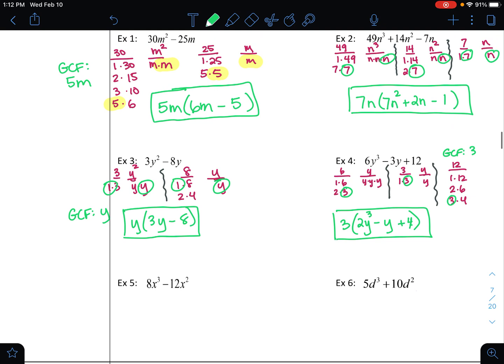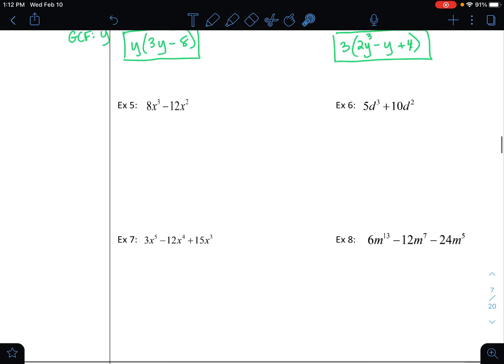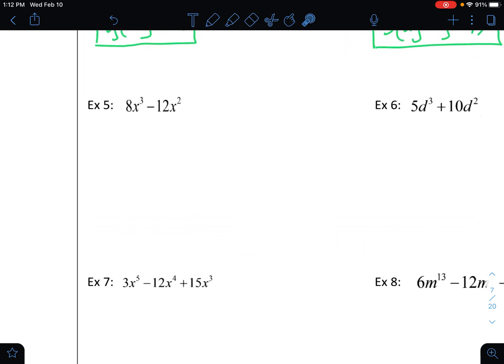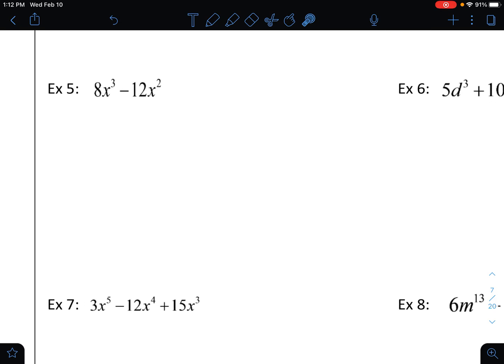Okay, so we can have a variety. We can have numbers and variables as GCFs, sometimes just variables, sometimes just numbers. Okay, let's try 5 and 6, and then I'll have you do 7 and 8. So I'm not going to write everything out. I'm just going to think about this.